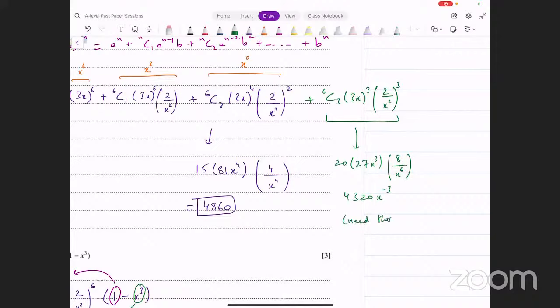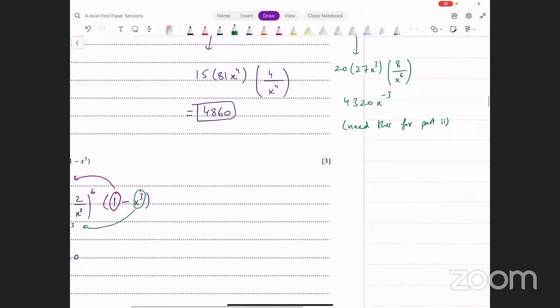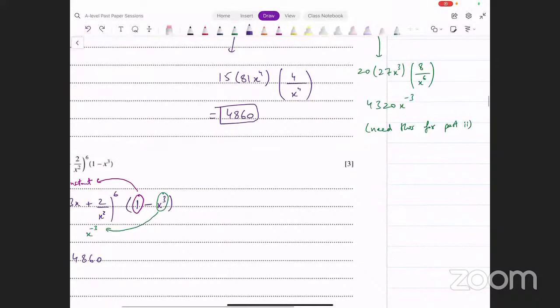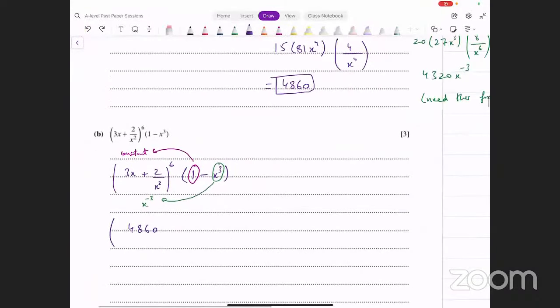We need this for part 2, तो आपने यहाँ पे इसको भी evaluate कर लिया। So एक तो आपको constant term चाहिए थी second part के अंदर expansion से, एक आपको ये वाली term चाहिए थी। I'm going to write that here as well. That's 4320 x raised to power minus 3. तो expansion से मेरे पास ये दो terms आ गए, ठीक है?